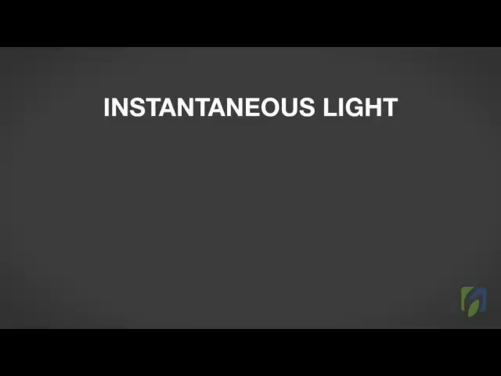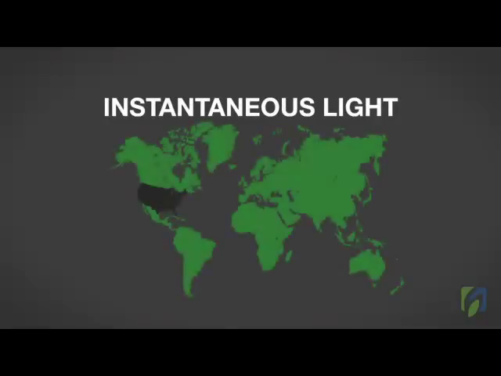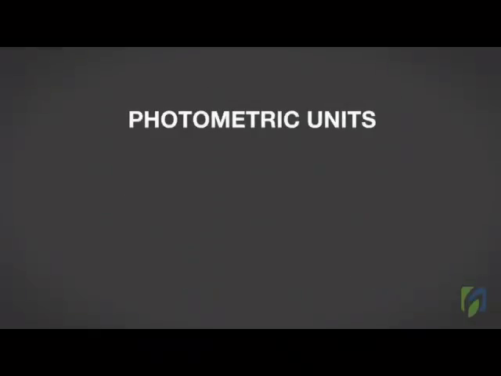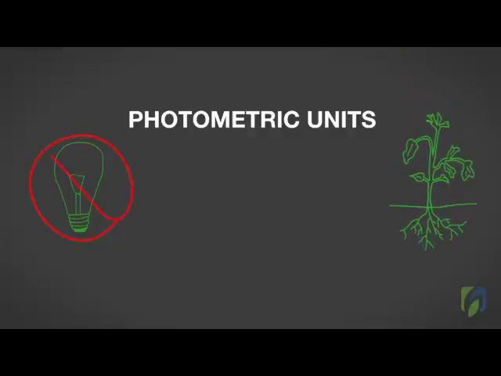Instantaneous light. Instantaneous light is usually measured in foot candles in the United States and in lux in other parts of the world. There are limitations for measuring light using photometric units. Photometric units are instantaneous readings that do not accurately represent the amount of light plants receive during a 24-hour period. Also, photometric units represent the amount of light perceived by the human eye. This is primarily green light, which is the type of light plants do not absorb and only reflect. Green light is not used by the plants for photosynthesis.